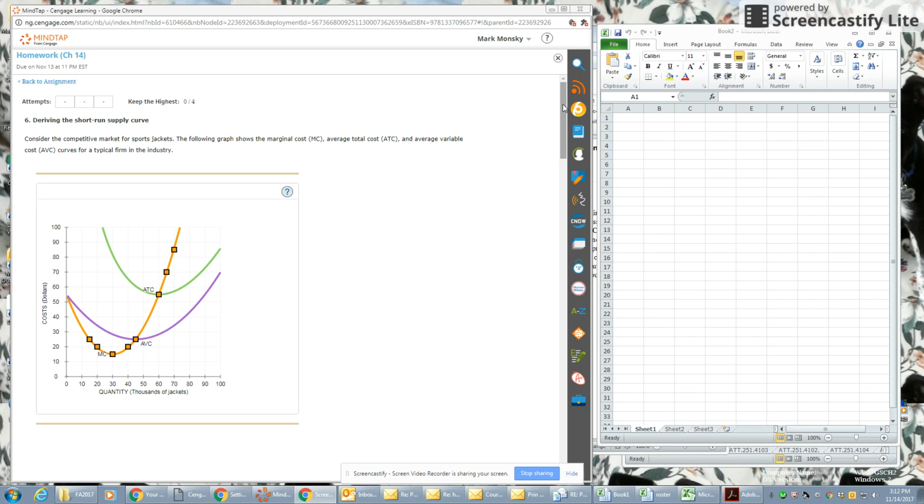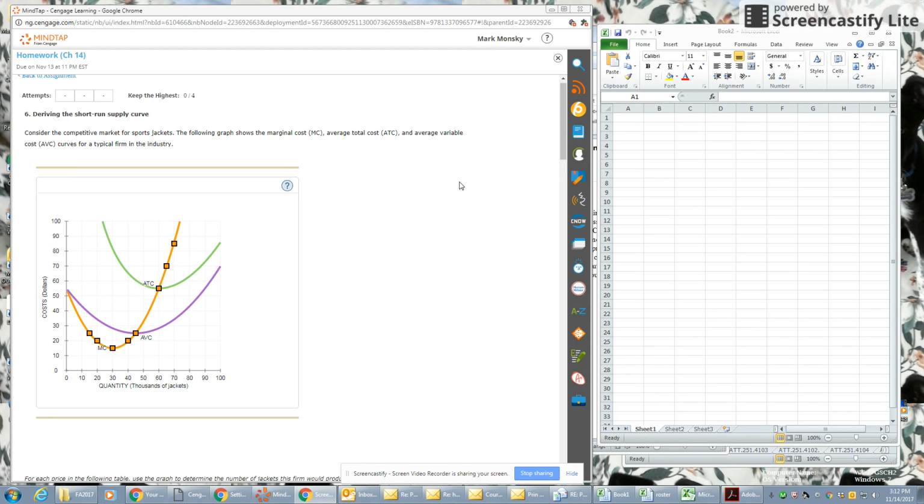Well, let's remember, where's that supply curve come from? The short run supply curve is the portion of the marginal cost curve above the average variable costs. So that's in the illustration. But in words, a firm is going to be willing to produce goods if it can charge a price that covers its variable costs. So let's just jump into this problem.